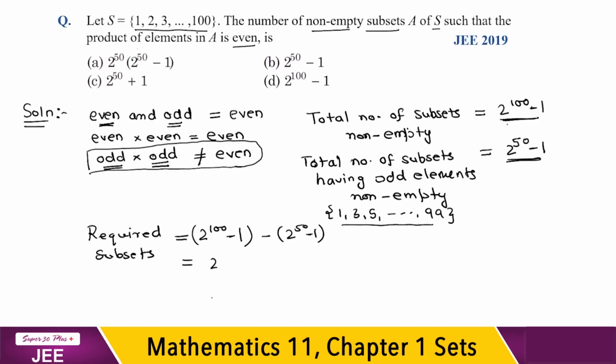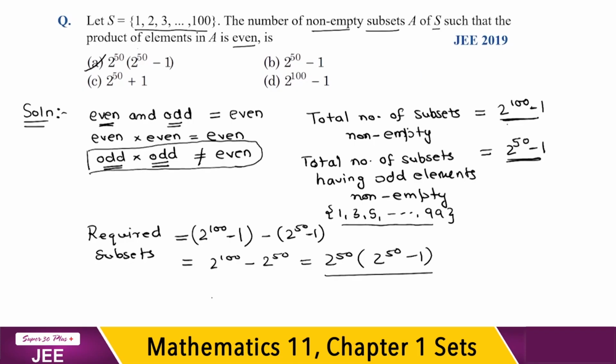So this is going to be 2 raised to the power 100 minus 2 raised to the power 50. 2 raised to the power 50 can be taken as common, and we are left with 2 raised to the power 50 minus 1, which is given in choice A. So this question was also asked in the year 2019 in the JEE Mains examination, and it was a moderate problem which was based on the total number of subsets which we study in set theory. I hope everybody must have understood.